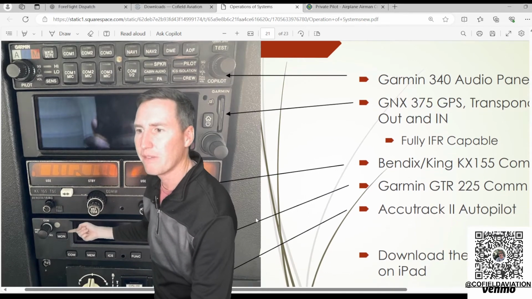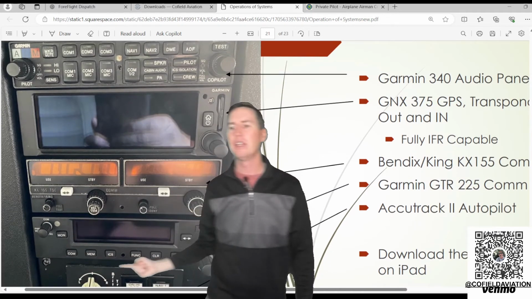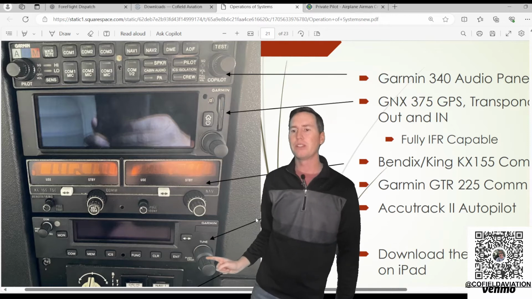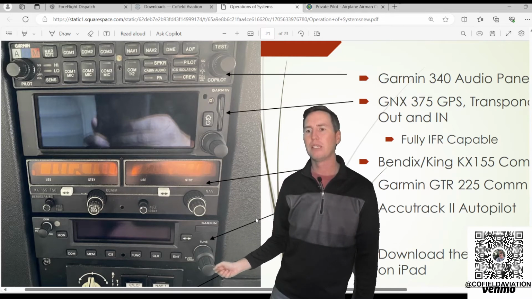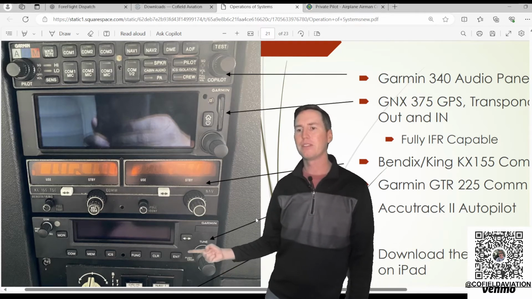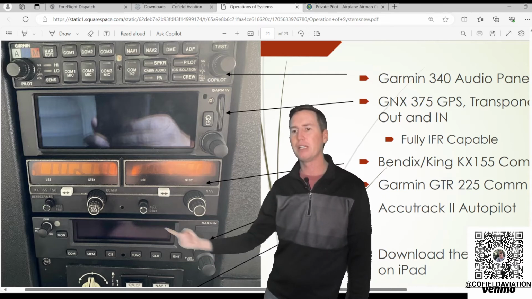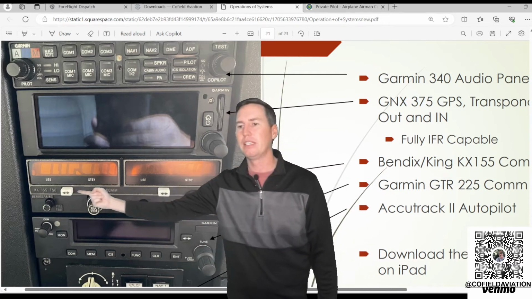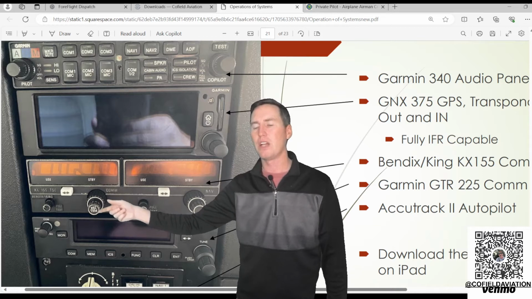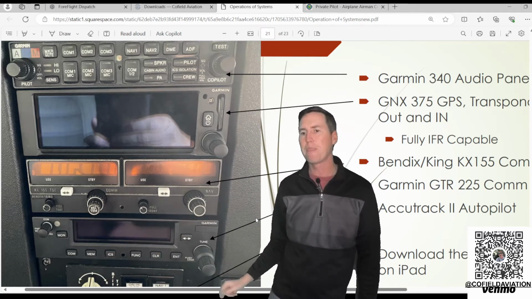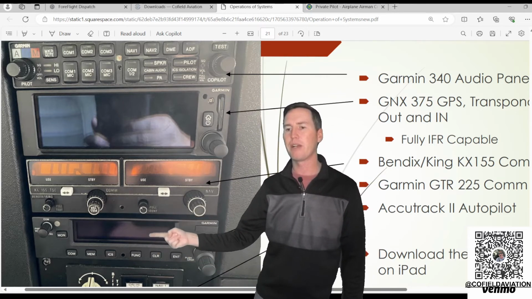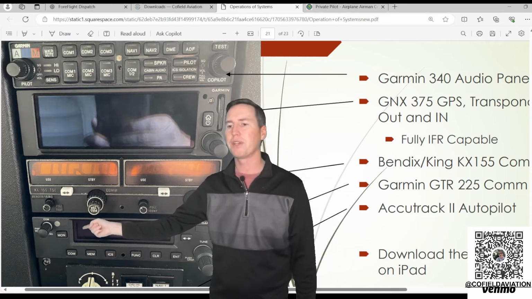Now, same thing for this. However, this is COM 2, right? So this is where we're changing that COM 2 frequency. This is where we're transferring it. So that button is the same as that button, and this knob is the same as that knob. And here's where our standby frequency would be. This would be where our active frequency is.